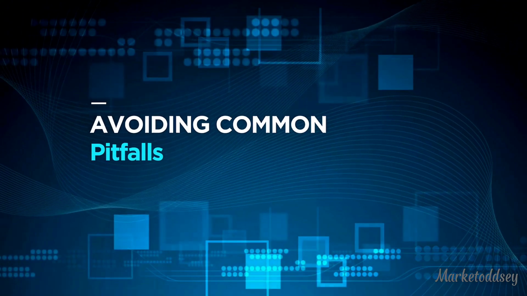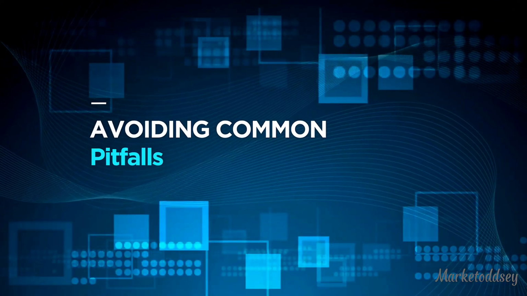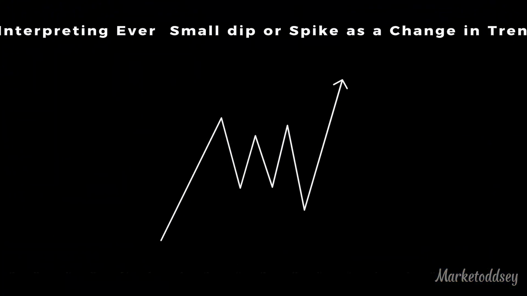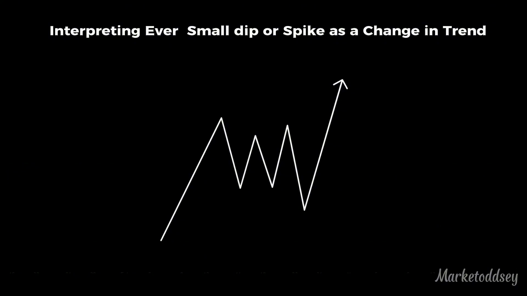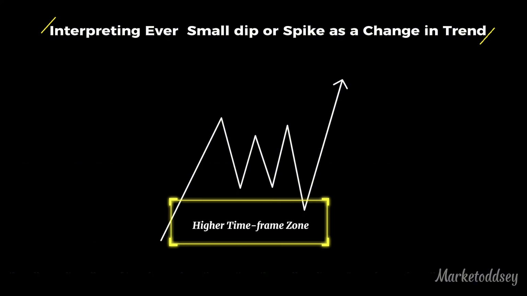Even with a well-structured approach, the market can still be unpredictable. One common mistake is to interpret every small dip or spike as a change in trend. Remember, a brief move against the trend is often just a liquidity grab, not a signal that the market is reversing. Always confirm your analysis by checking higher time frames and looking for other signs before making a move.